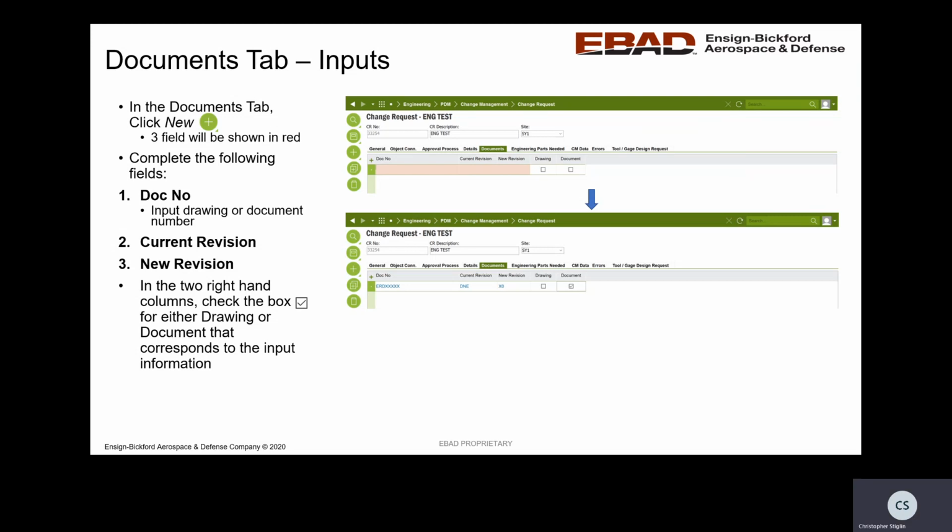In the Documents tab, click New. 3 fields will be shown in red. You must complete the following fields: document number, current revision, and new revision. In the 2 right-hand columns, check the box for either drawing or document that corresponds to the input information.